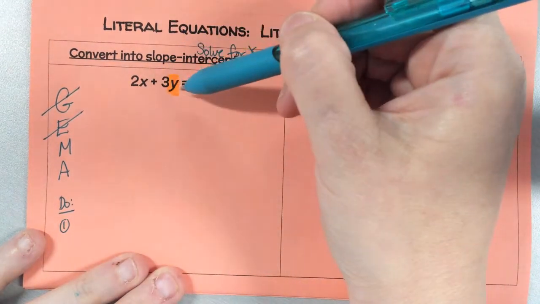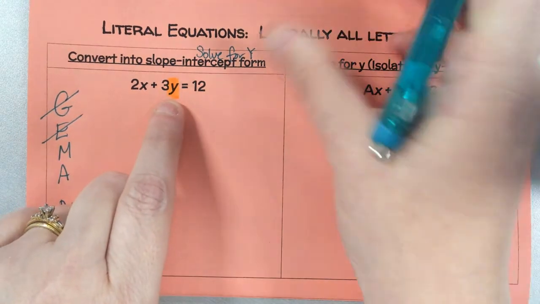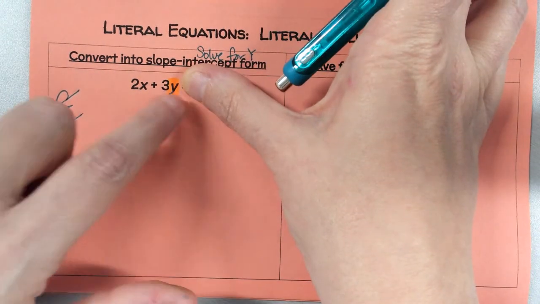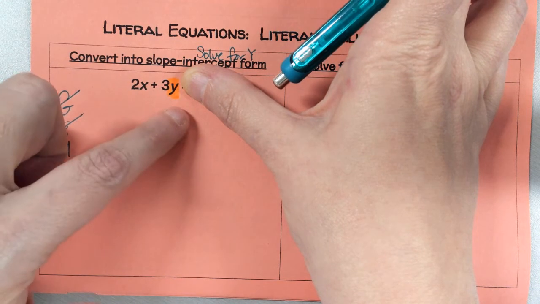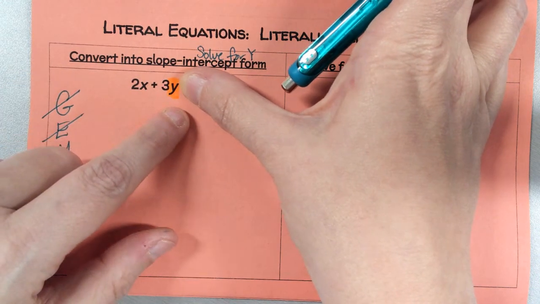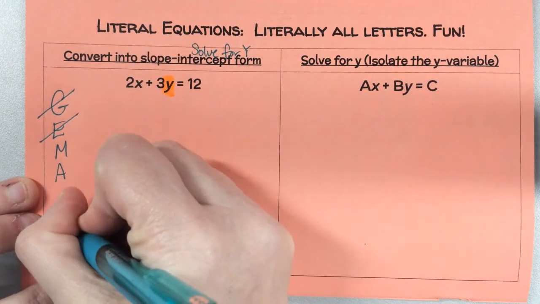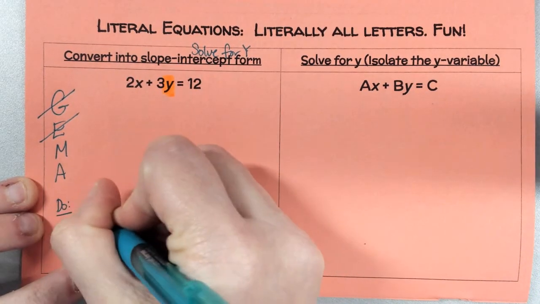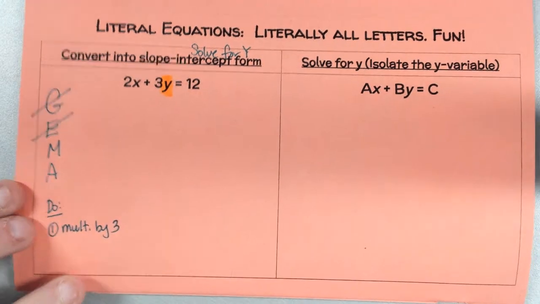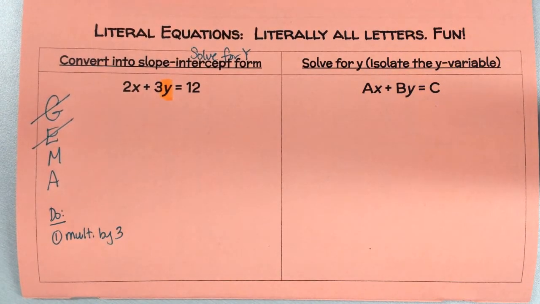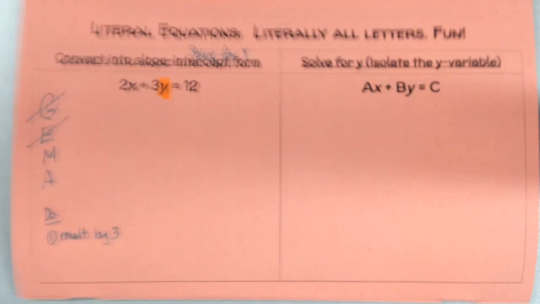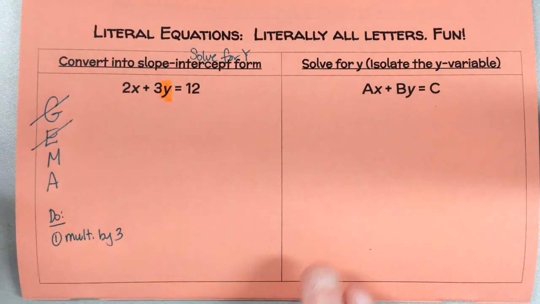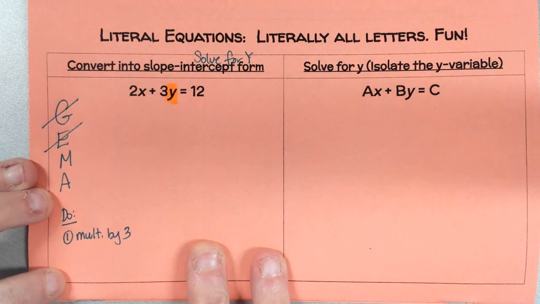I see 2x and 3y, but what variable am I solving for? Y. So I only care about what's happening to the y. So what's multiplicative related to the y? 3. So what does that mean I did? I multiplied by 3. And I'm not going to write multiply. I'm just going to write "mult" because I'm lazy. I'm efficient. Okay, I'm ruthlessly efficient. I'm not writing extra stuff. I ain't got time for that.